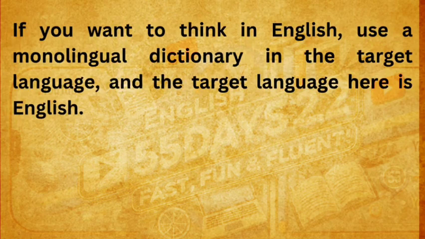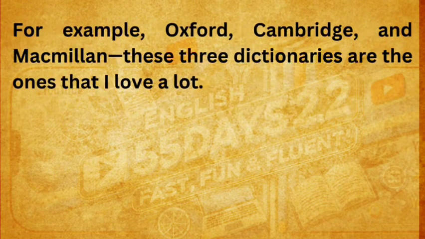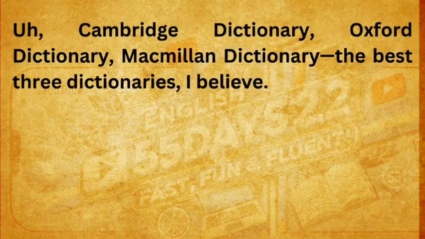If you want to think in English, use a monolingual dictionary in the target language. And the target language here is English. We have to always use an English-to-English dictionary, where the word is in English, and it is described using English words. For example, Oxford, Cambridge, and Macmillan. These 3 dictionaries are the ones that I love a lot. Cambridge Dictionary, Oxford Dictionary, Macmillan Dictionary, the best 3 dictionaries, I believe.